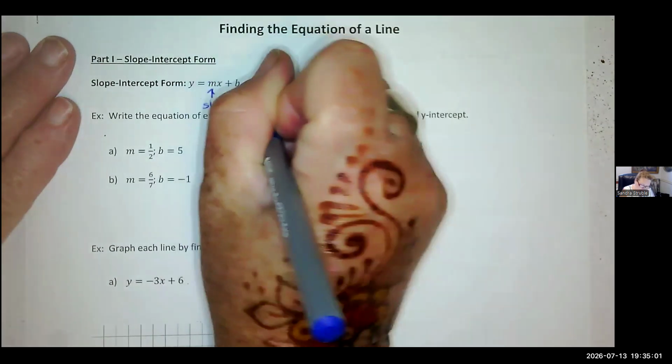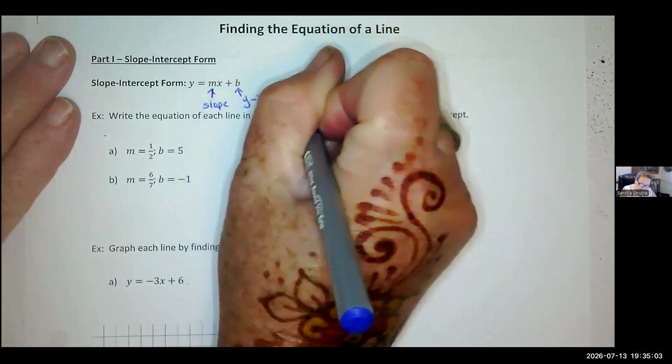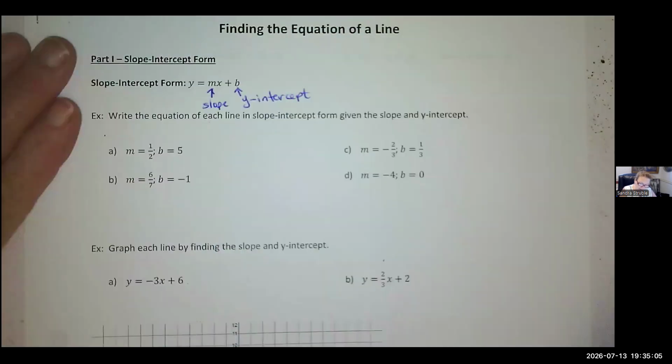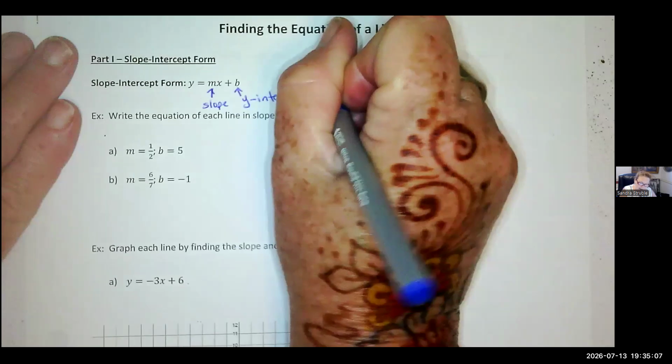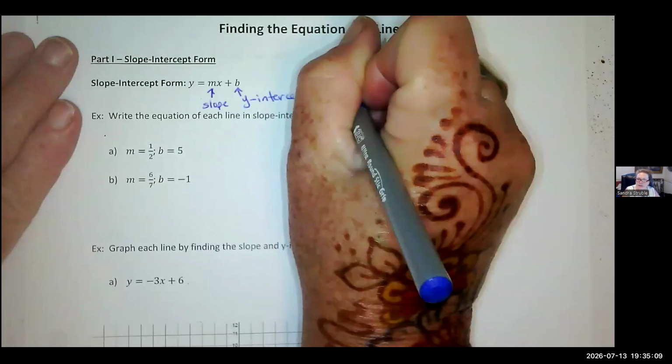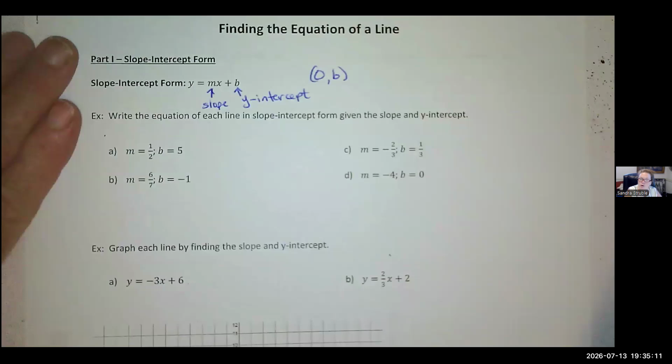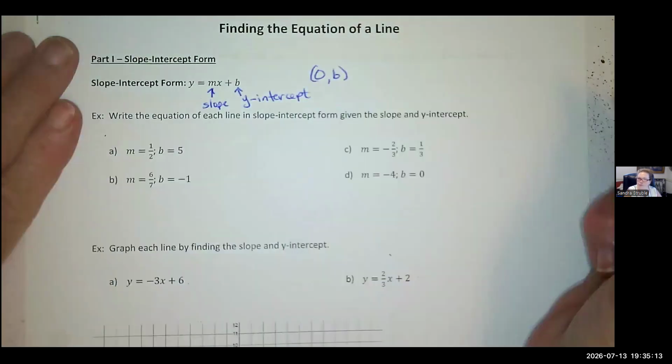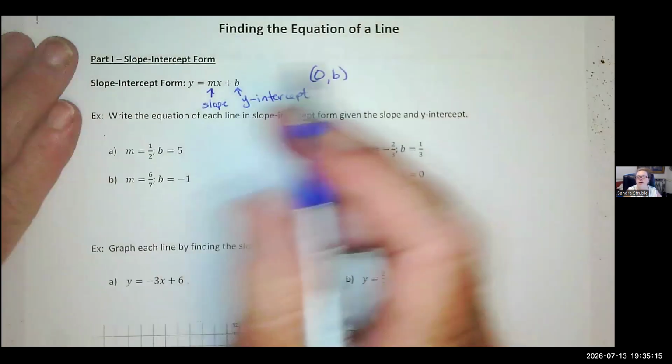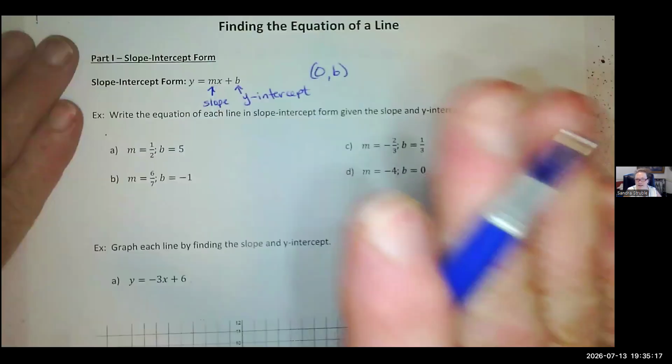So if the y-intercept is 0 for x, the b is the y-intercept part. That's how it would be referenced in an ordered pair. If that confuses you, let that go. It's just where the line crosses the y-axis.